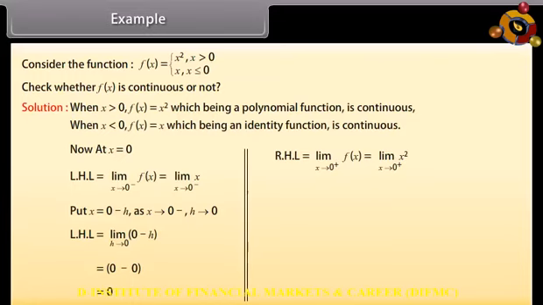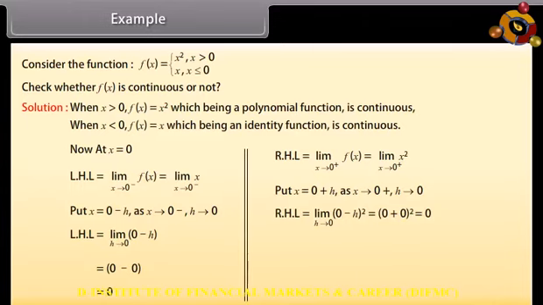Put x = 0 + h; as x approaches 0 plus, h approaches 0. Right-hand limit = limit h approaches 0 of (0 + h)² = (0 + 0)² = 0.